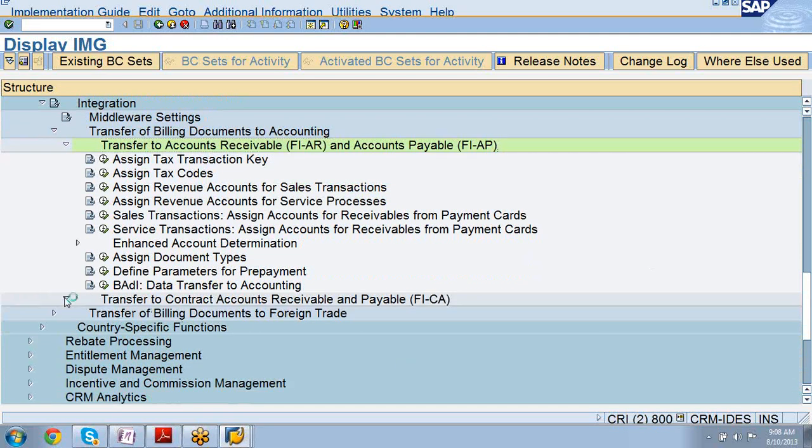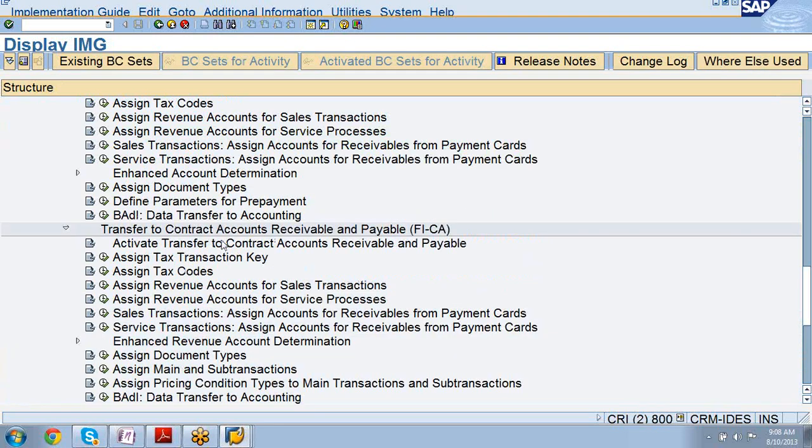And one is account receivable, other one is contract accounts. You also write this, contract accounts. This is purely a finance and billing activity.